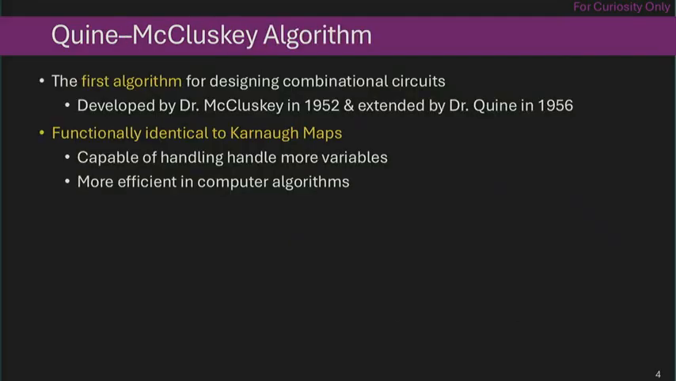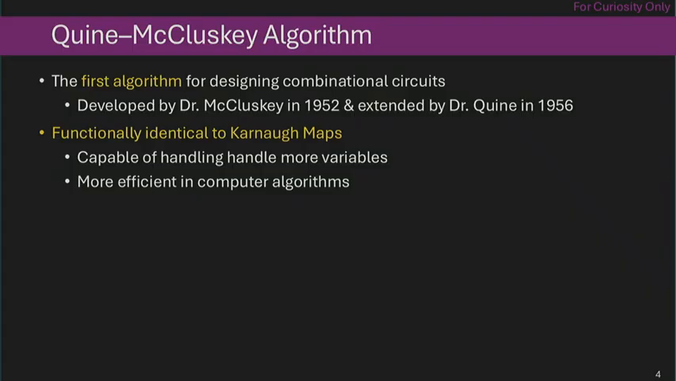So this is actually the first algorithm developed for minimizing combinational circuits. This is even before K-maps. And functionally, it is identical to K-map. We use K-map to find prime implicants and eventually find the minimum cover. The Quine-McCluskey algorithm is really doing the very same thing. But this is capable of handling a lot more variables.